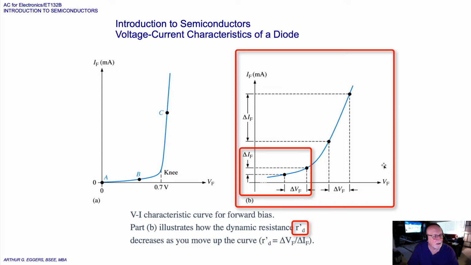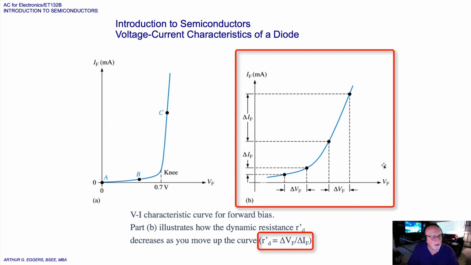The dynamic resistance of a diode then is designated as R prime sub D. Below the knee of the curve, the resistance is greatest because the current increases very little for a given change of voltage. R prime D is equal to delta VF, which is the change in the forward voltage, divided by delta IF, the change in the forward bias current.